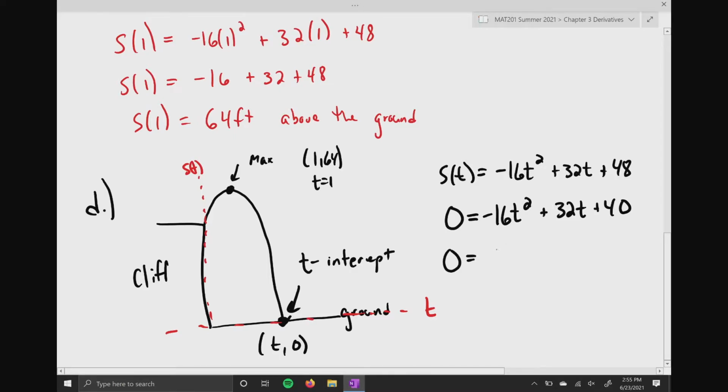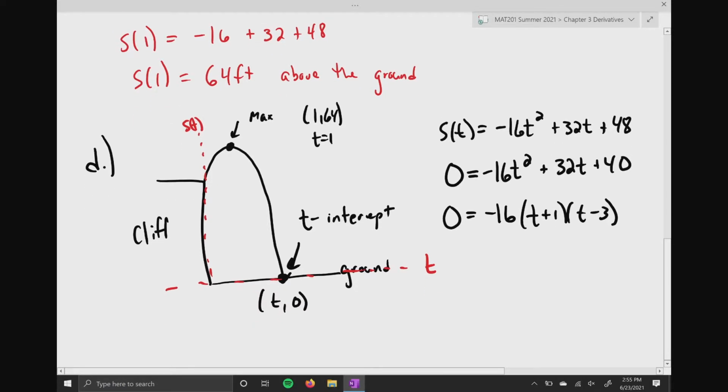So this is going to factor into negative 16 times a quantity, t plus 1, times a quantity, t minus 3. Now I use the zero product property to set each quantity that contains a variable equal to 0. So t plus 1 equals 0, t minus 3 equals 0. I find my two values. t equals negative 1 and t equals 3.